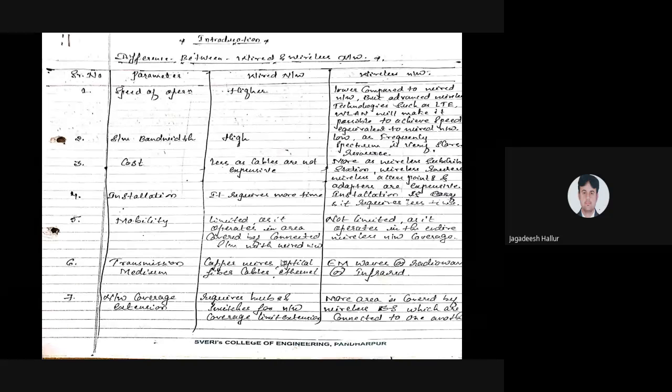Wired is limited to some locations or some boundary, but wireless is not limited; it is connected from one area to another area. Wired requires hubs and switches for network coverage and limit extension. And for wireless, more area is covered by the wireless base station.